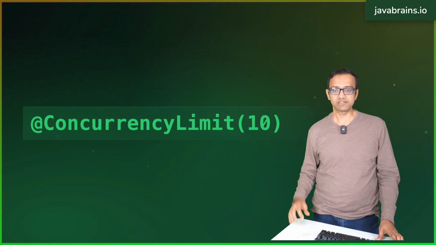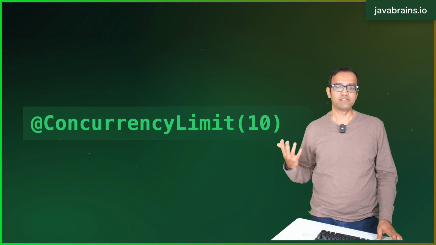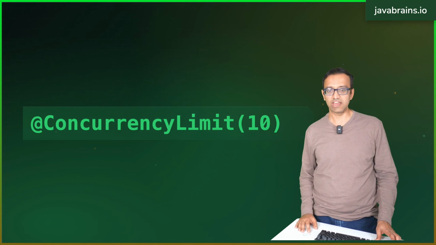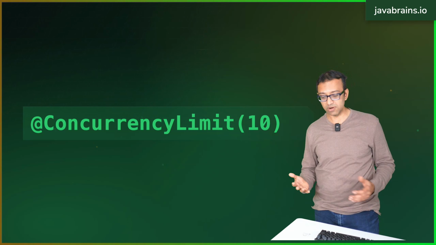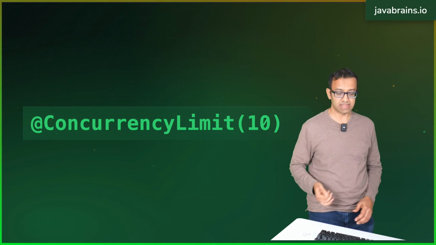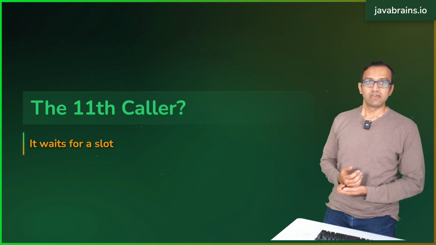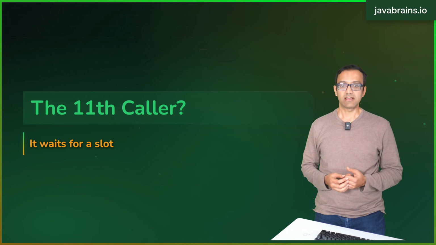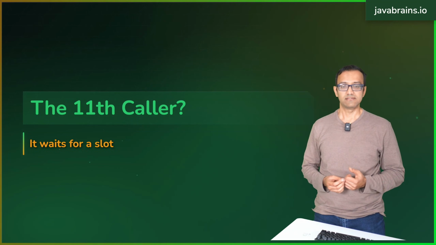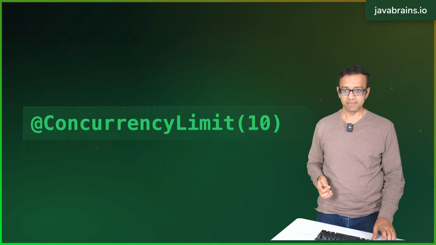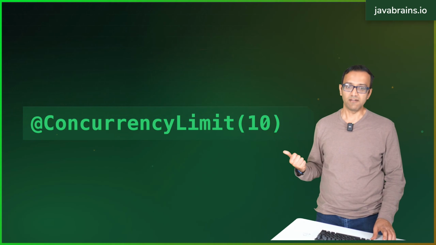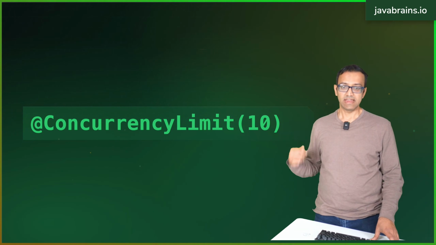This is what the annotation looks like. @ConcurrencyLimit of the number. We can stick it on top of any method. And again, Spring is going to do it magically. Spring is going to automatically set the limit. If 10 invocations are coming in and you have an annotation of 10, it's going to allow. Anything more than that, it does not allow.